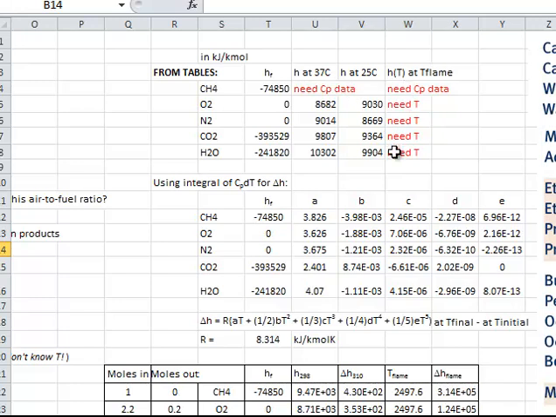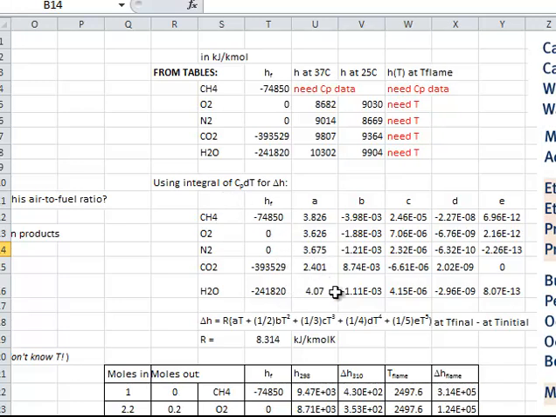And for all of the enthalpy at the exit temperature, I don't know what the temperature is, so I would have to do trial and error, looking up numbers, interpolating until I got it so that the correct combination worked for all of these. So the easiest thing to do is to use the integral of Cp dT.